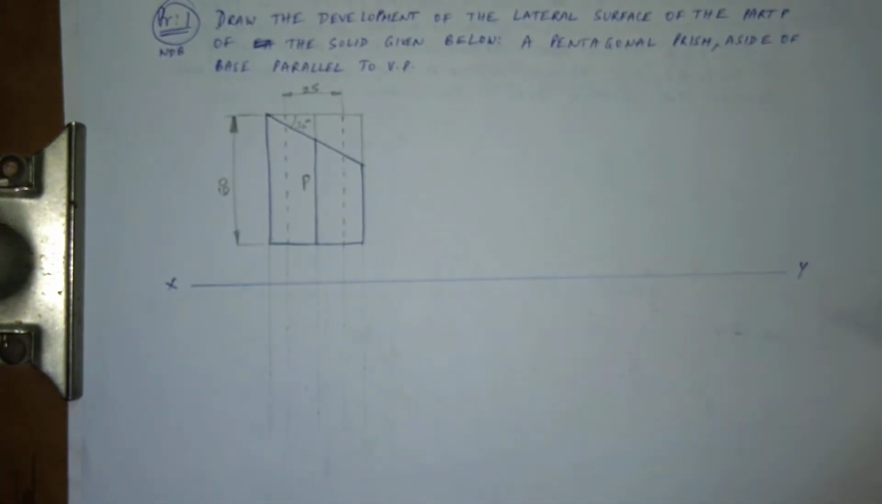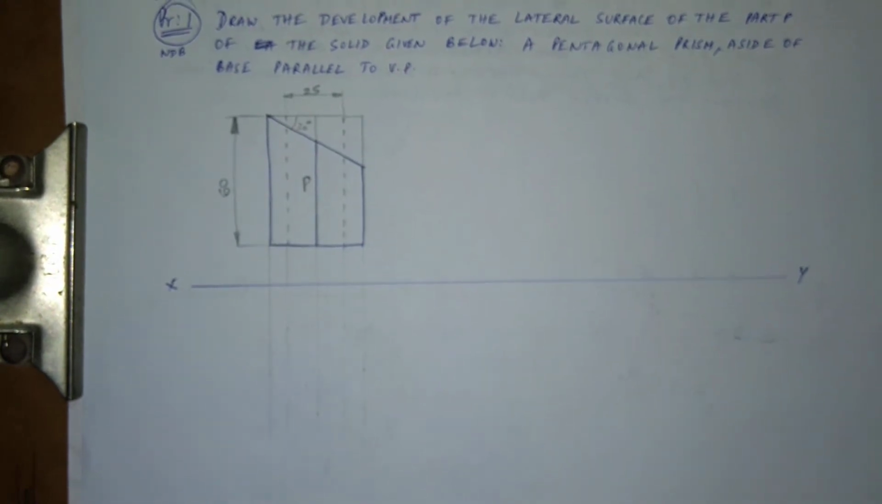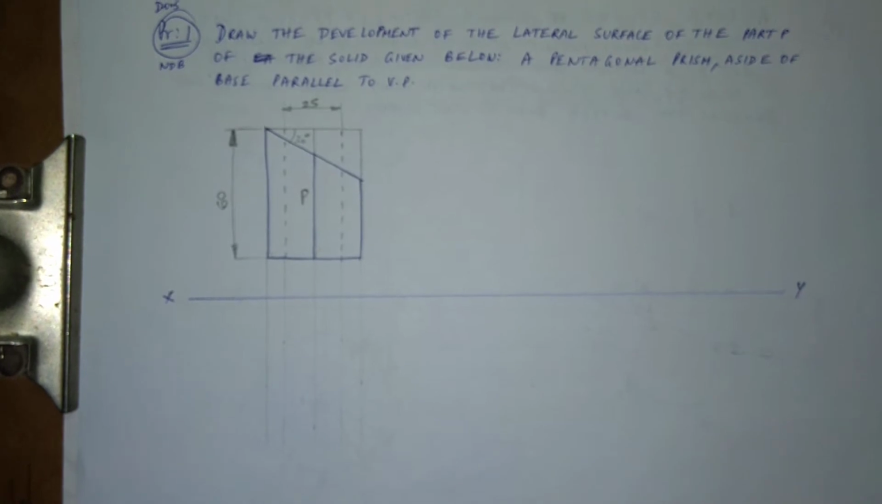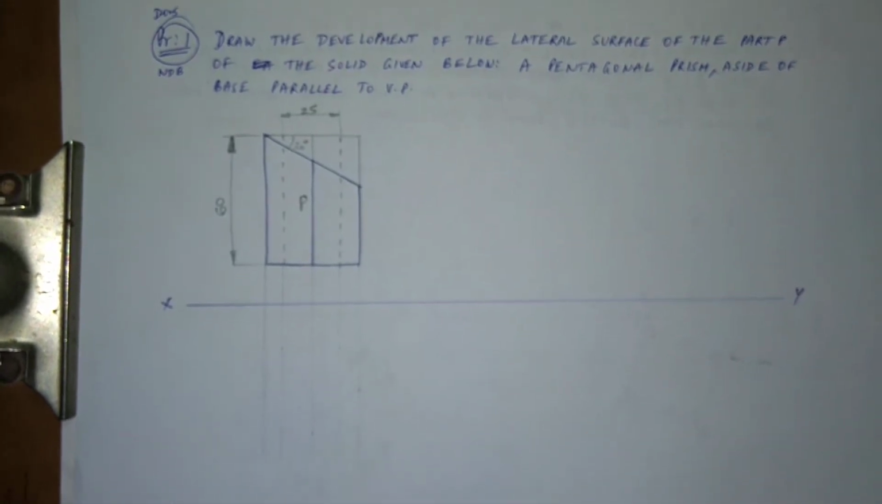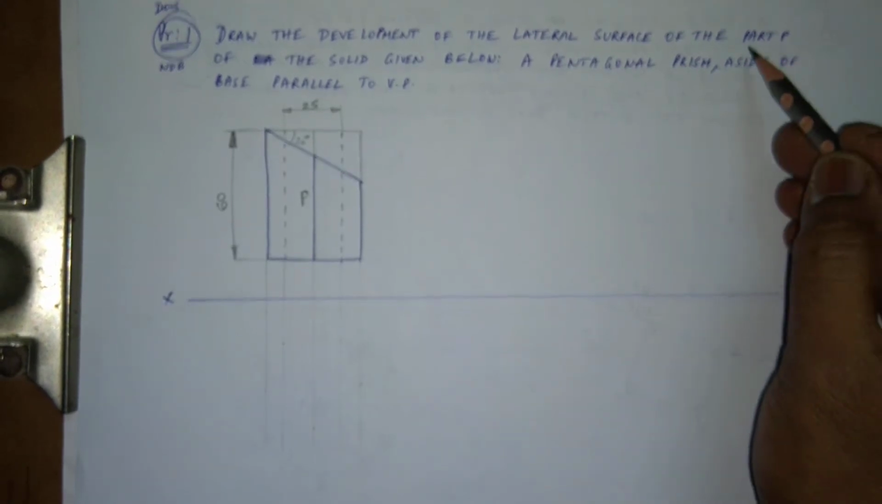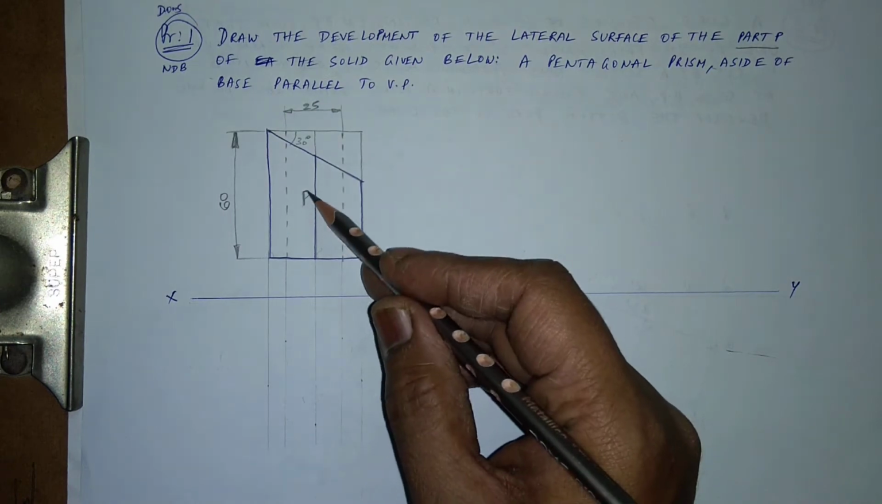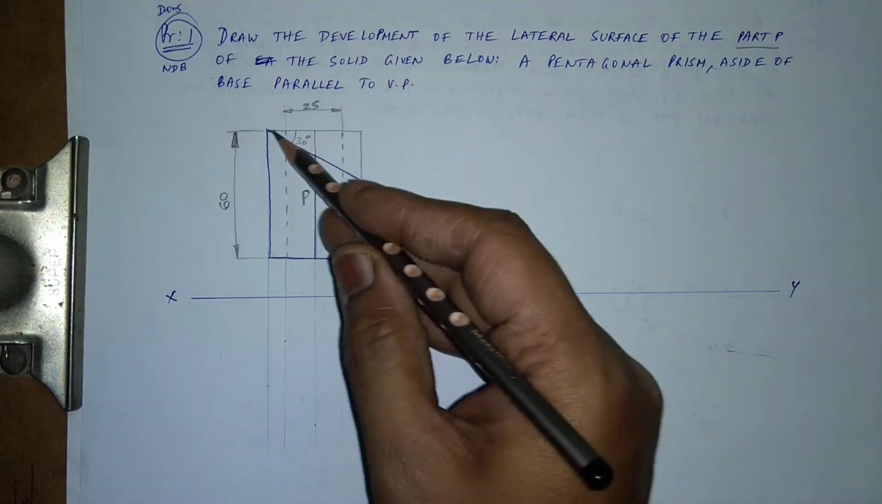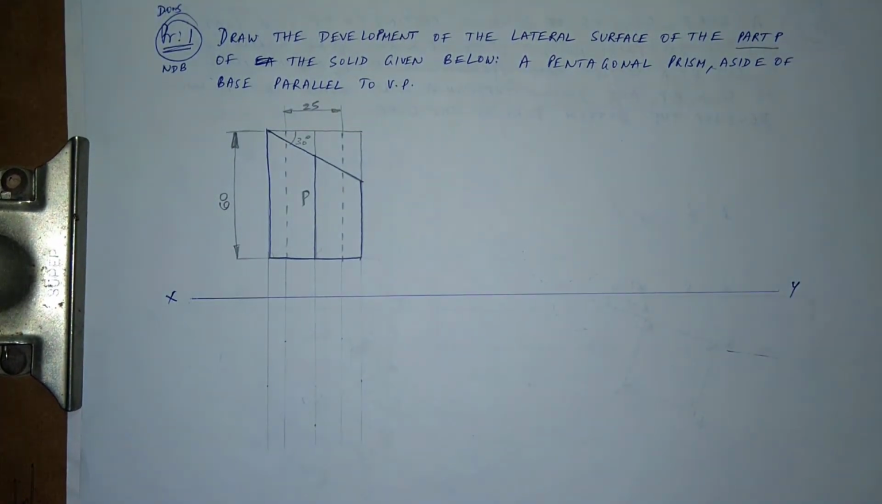This is your first problem. We'll get started with this one. This is taken from the N.D. Bhatt textbook. So you see in front of you, this is the problem: draw the development of the lateral surface of the part P. Part P means whatever this cross section is. This is what is given in the textbook. You can look it up in the textbook.